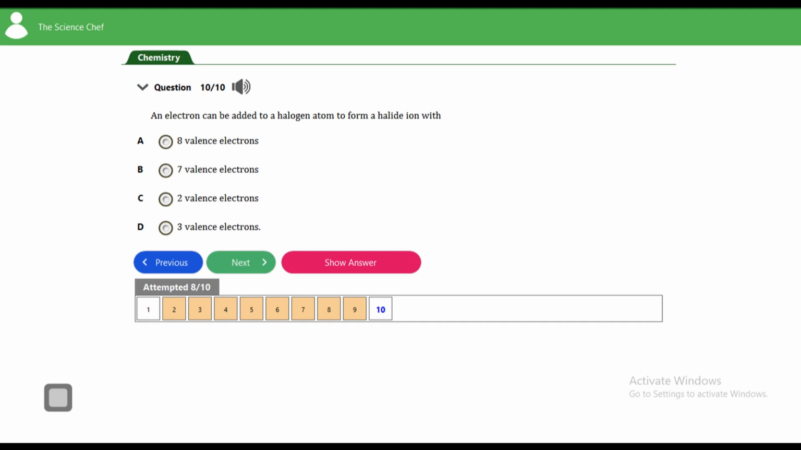An electron can be added to a halogen atom to form a halide ion with... A halogen atom is in group 7, right? For a fact that it's in group 7, it has 7 valence electrons. So if the halogen now gains an electron to form a halide ion, let's take chlorine for example. If this is chlorine, this will be 2, 8, 7. This guy will be 17, right? By the time it gains 1 electron, it becomes 18, but minus. So it becomes 2, 8, 8.